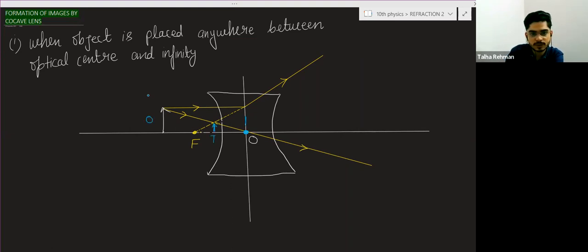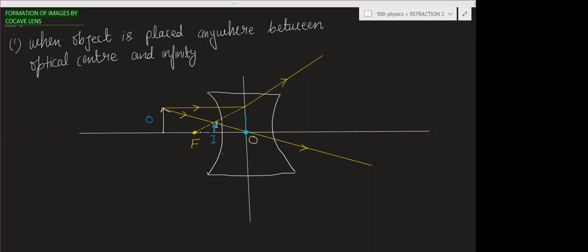This is your image. So Azaan, is this image larger than the object or smaller than the object? What can you say about the image? Real or virtual? So smaller than the object.